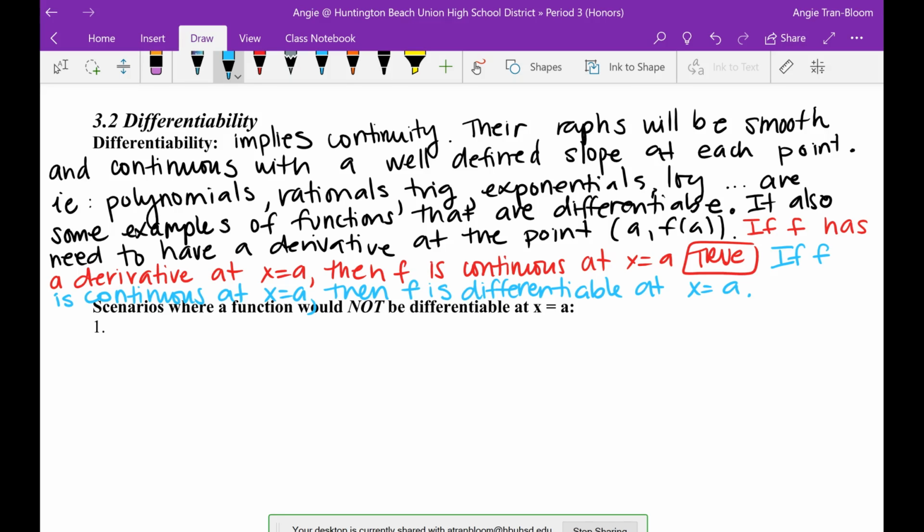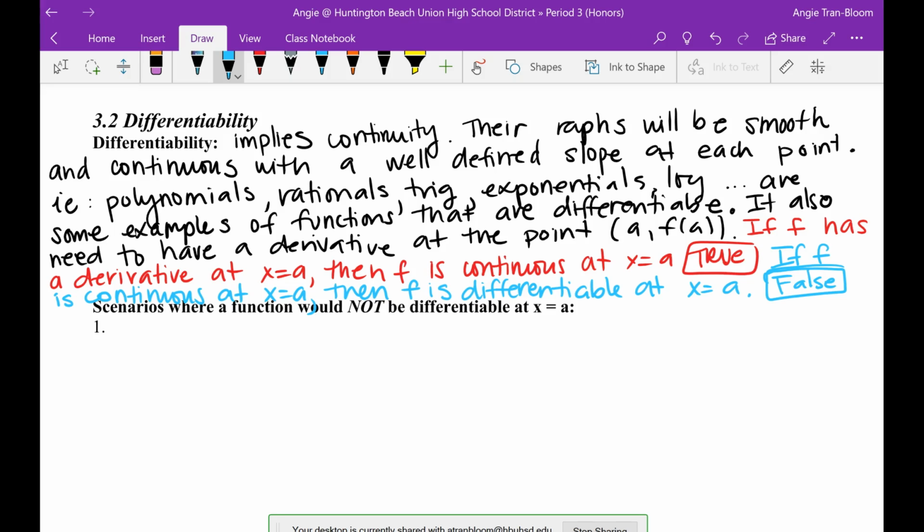False. Give me an example. Absolute value, you're right. So this is false, okay? Continuous does not mean right away that it's differentiable. But if it's differentiable, it has to be continuous. A square is a rectangle. A rectangle is not necessarily a square.